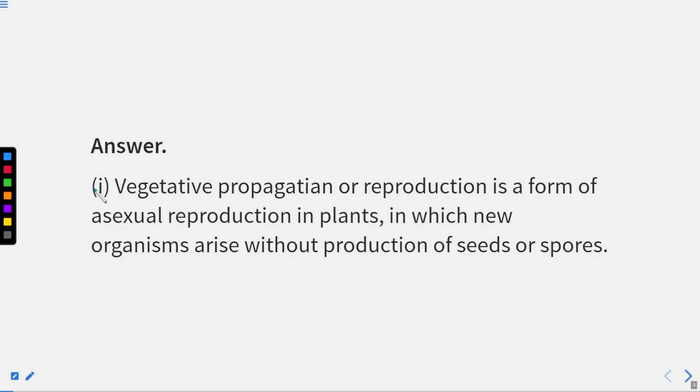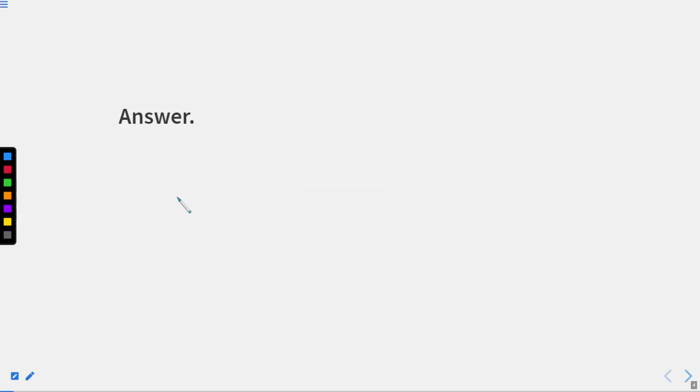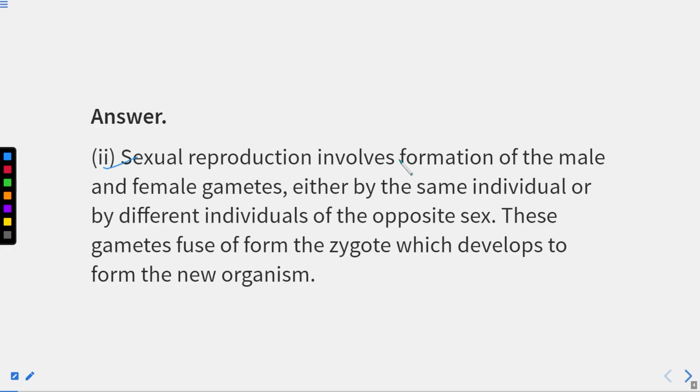Now, vegetative propagation is also known as vegetative reproduction. It is a type of asexual reproduction in which new organisms arise without production of seeds or spores. Then sexual reproduction involves the formation of male and female gametes either by the same individual or by different individuals of the opposite sex.